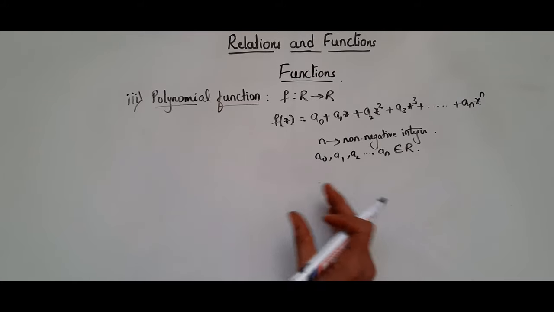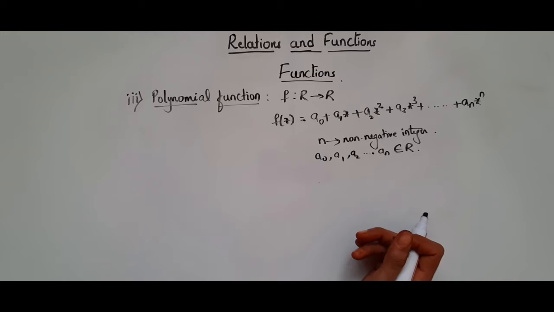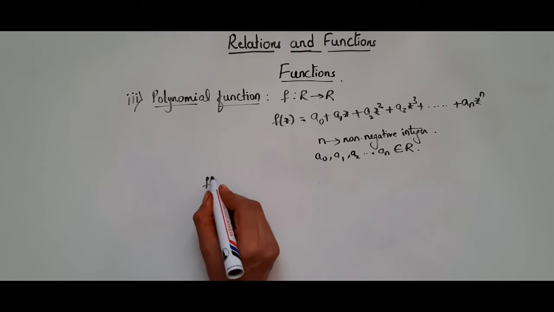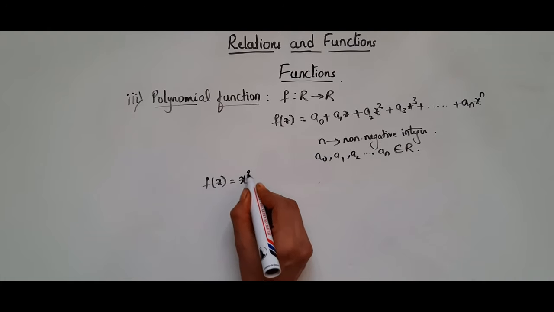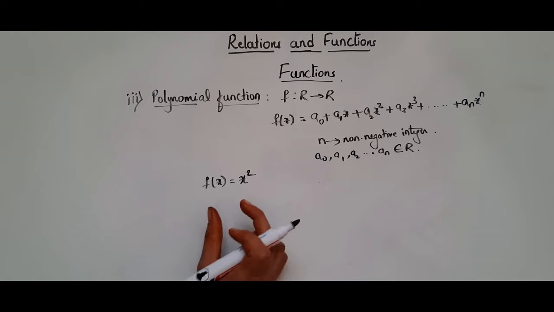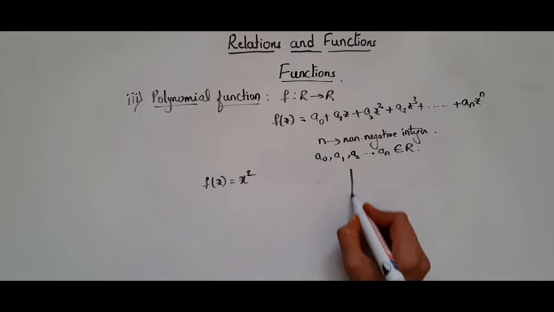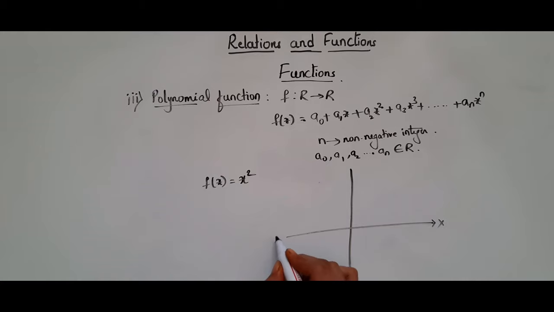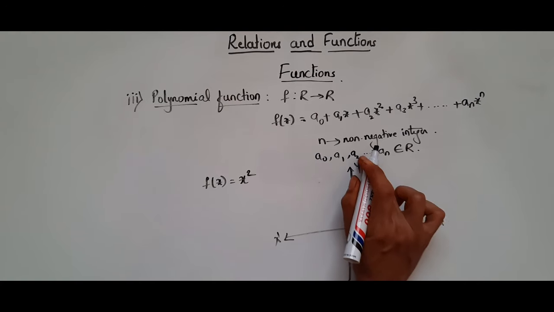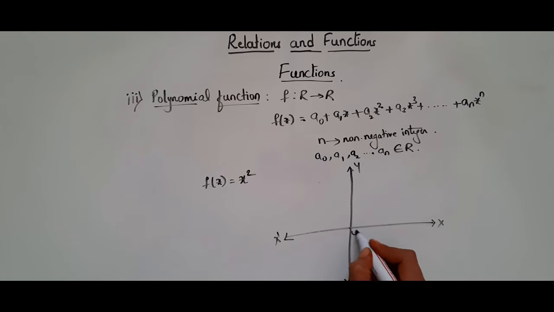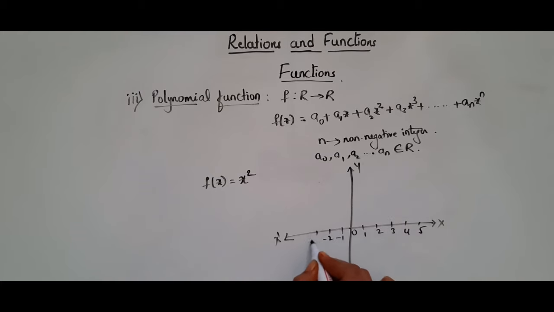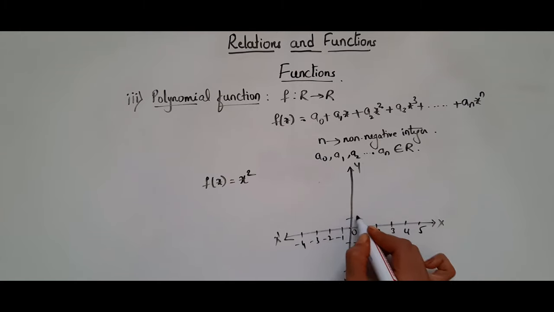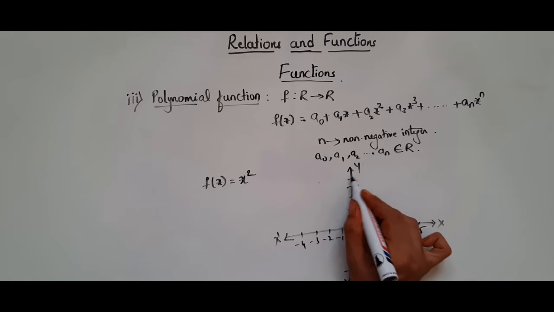So here we have various expressions. So for different expressions we have different graphs. Now let's see the graph for the expression f of x is equal to x square. So this is a polynomial function. Now let's see the graph for this expression. So we have x, x dash, y and y dash. So this is the center. 1, 2, 3, 4, 5, 1, minus 1, minus 2, minus 3, minus 4. So minus 1, minus 2, minus 3, minus 4. Here 1, 2, 3, 4 and 5.